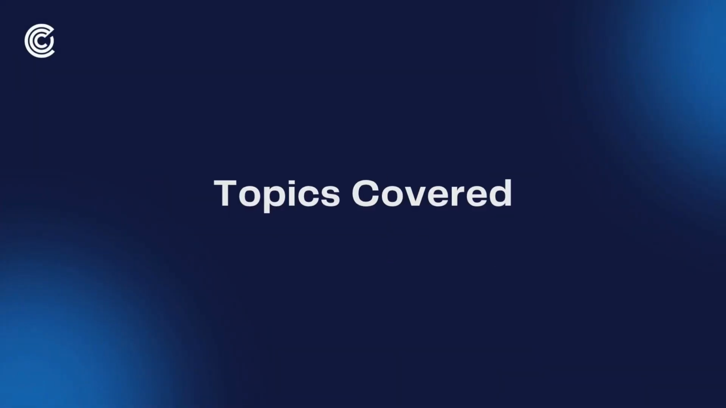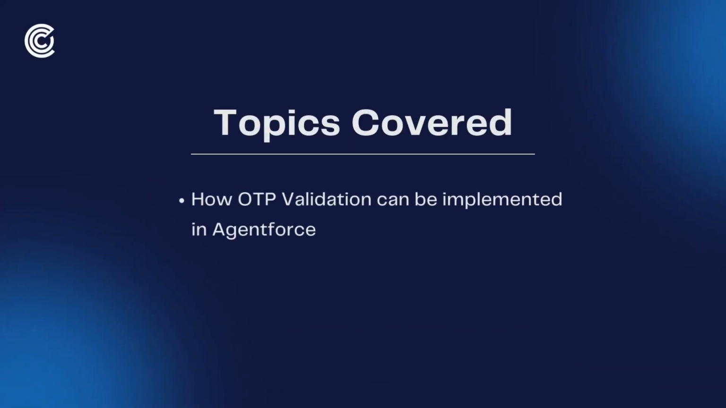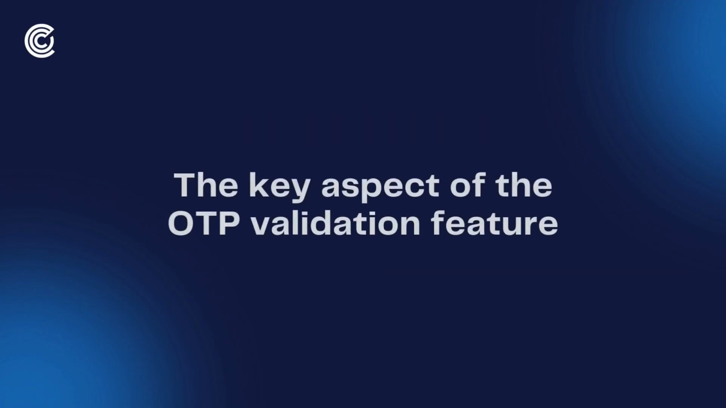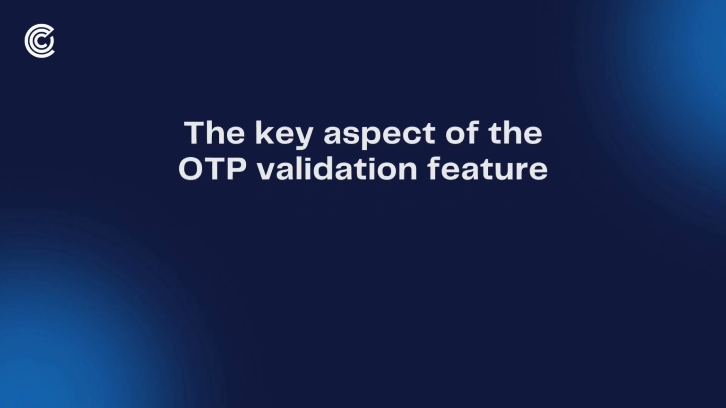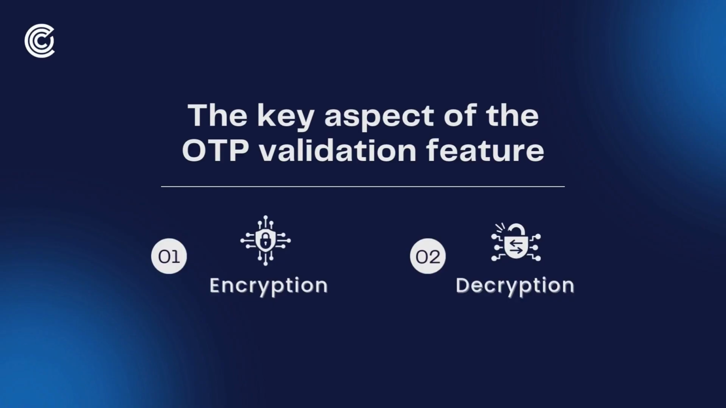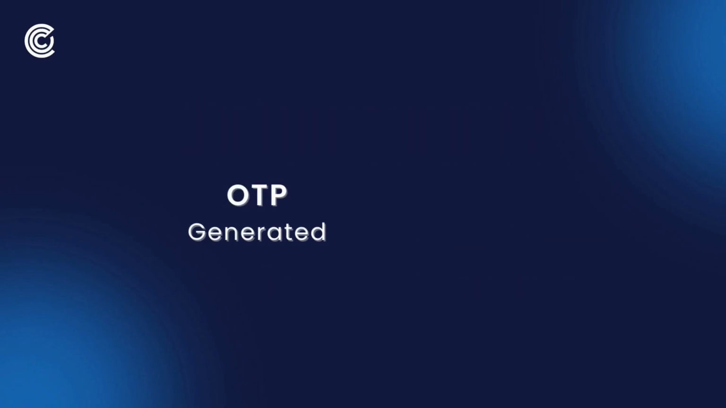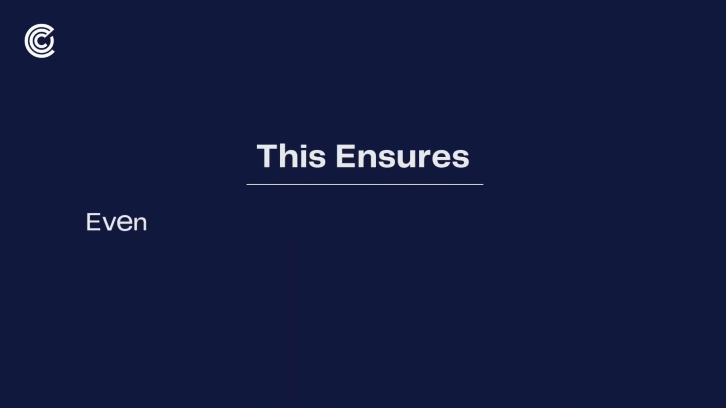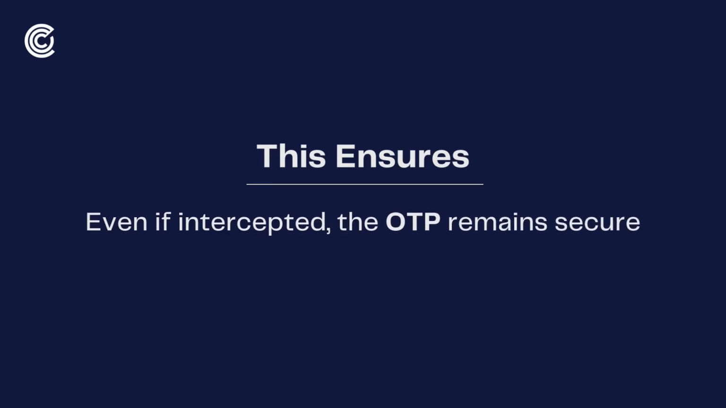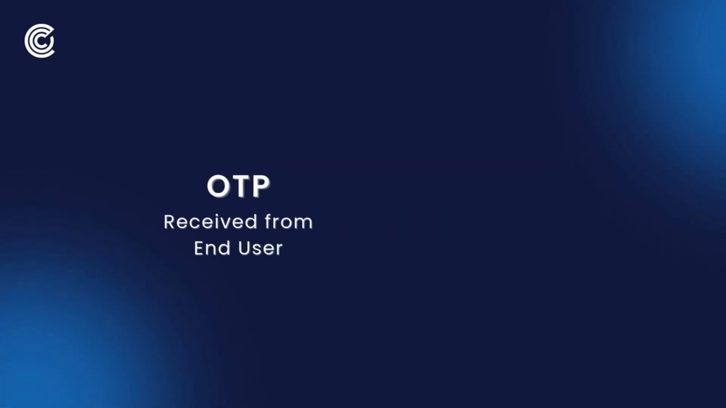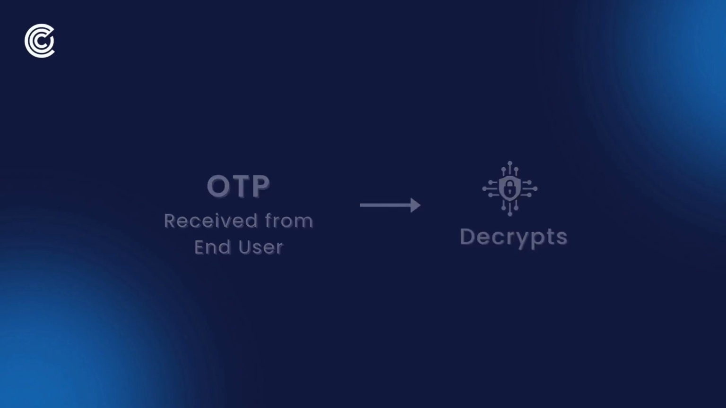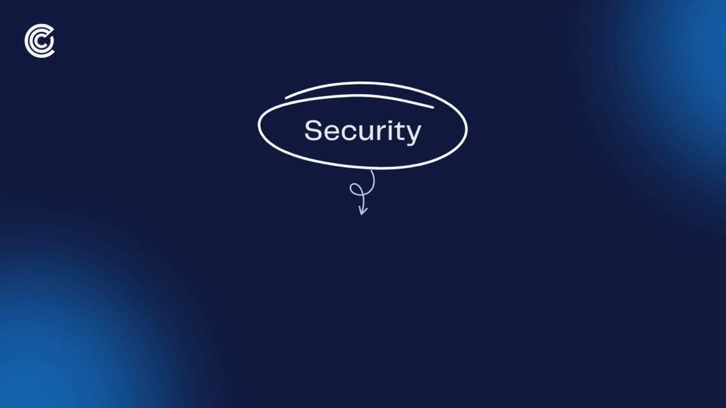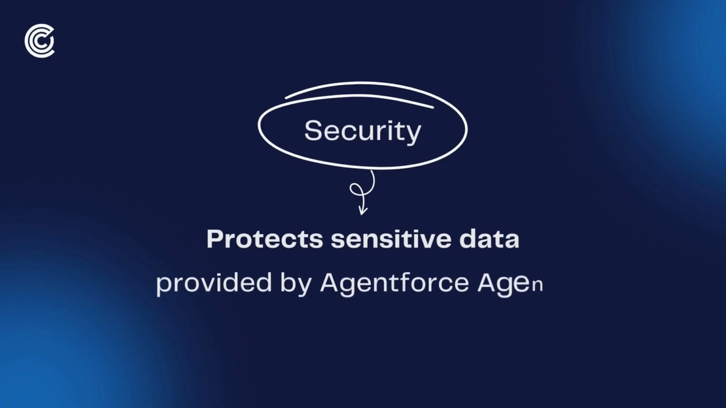In today's video, we will explain how OTP validation can be implemented in Agentforce, why it's crucial, and how it enhances security. The key aspect of this OTP validation feature is encryption and decryption of the OTP for security. When an OTP is generated, it is encrypted before returning as output to the agent. This ensures that even if intercepted, the OTP remains secure. Once the OTP is received from the end user, the system decrypts it and verifies its authenticity before granting access. This additional layer of security further protects sensitive data provided through Agentforce agents.